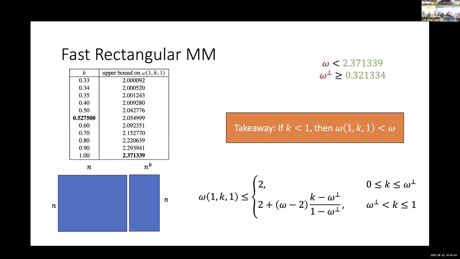So if I can reduce my problem to something where I have omega 1 K1, where K is less than 1, then I get a faster than omega algorithm.